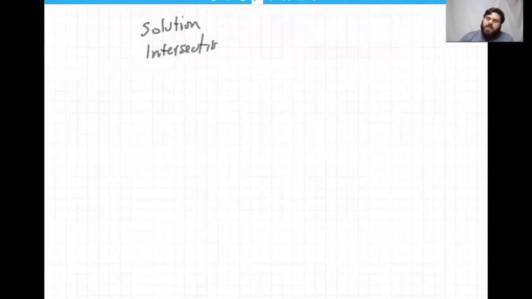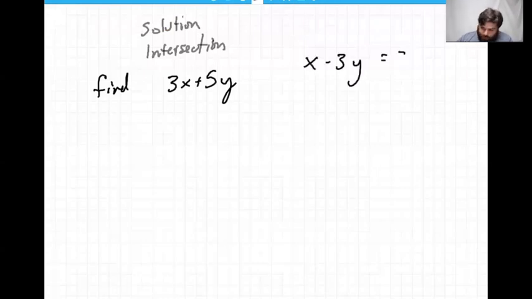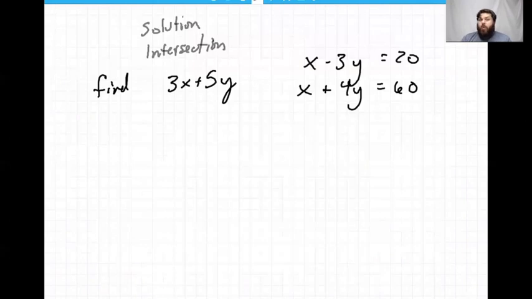All right, so it's possible that when you're solving systems, it says find the solution, or it'll say find the solution to the system, or it'll say find the intersection point, right? Those are the same thing in this case, okay? So intersection point or the solution, it's the same thing. Sometimes they ask you to find something like an expression. Find 3x plus 5y, okay? Given the system x minus 3y equals 20, and x plus 4y equals 60. Now, two ways to do this, okay? You can just solve the system like normal, okay?